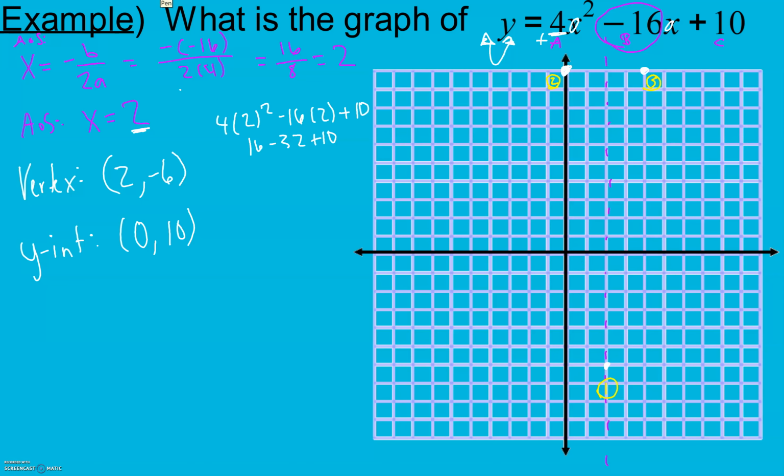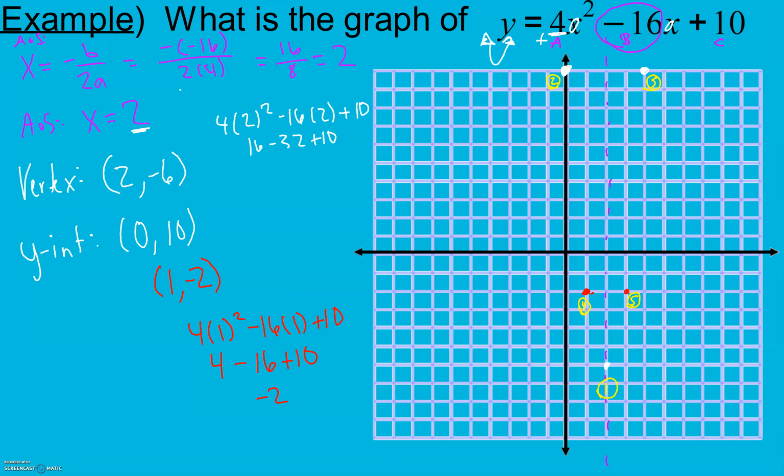So I plug in 1 for x. And here I get -2. So at 1, -2, I have a point. I'm 1 unit away from my axis of symmetry, so I go 1 unit away in the other direction. And that gives me my fifth point. So again, my fourth point I just found, and my fifth point was a reflection.